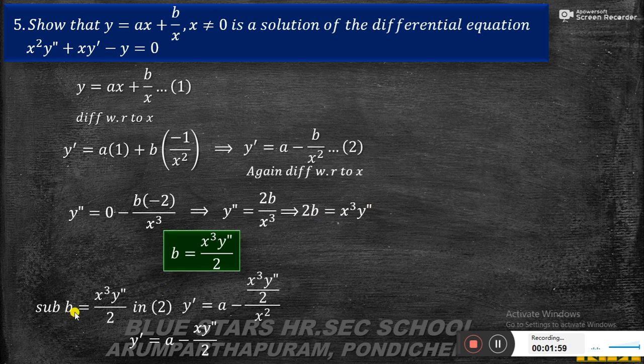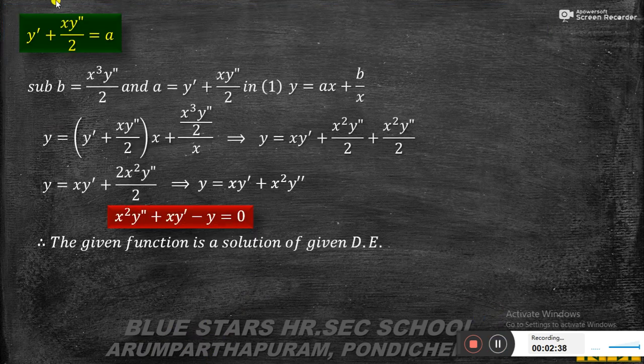So substitute b equal to x cube y double dash by 2 in equation number 2. This is equation number 2, that means y dash equal to a minus b by x square. So I substitute y dash equal to a minus, the b value is x cube y double dash by 2, by x square. In the next step, y dash equal to, here the x cube and x square cancel. So x square divided into x cube, the remaining term is x. So x into y double dash by 2. So y dash equal to a minus xy double dash by 2. Therefore y dash plus xy double dash by 2 equal to a.